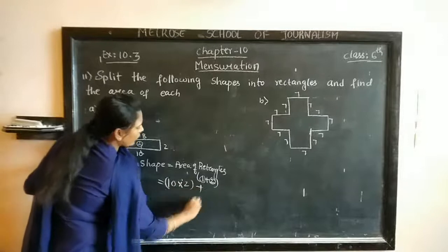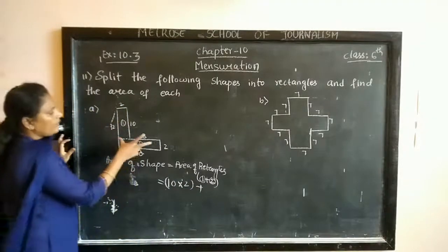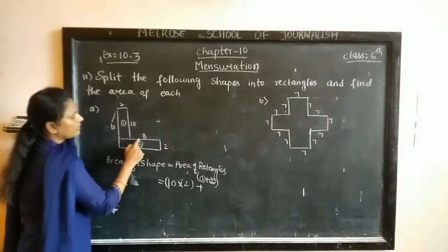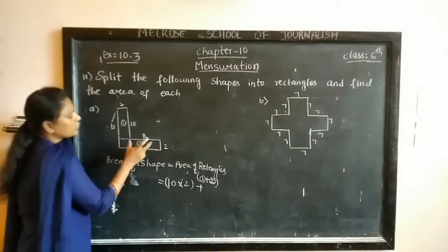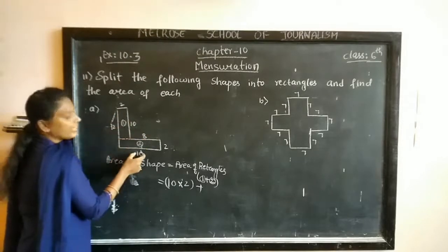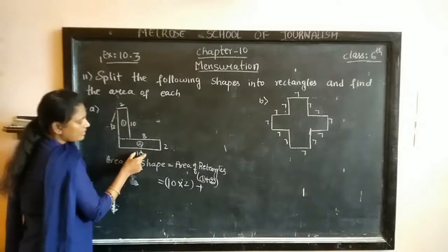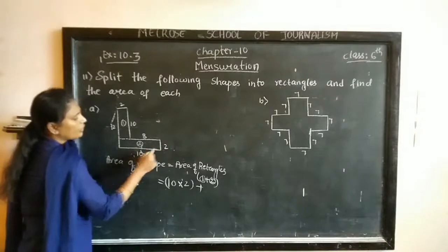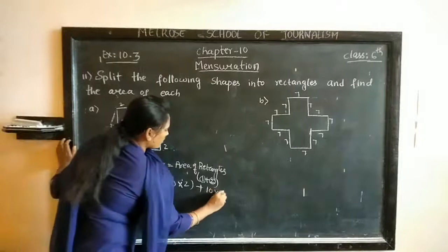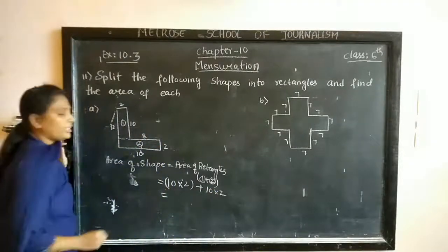First rectangle we got. Now second rectangle we need this length. Is that given? Yes, it is given. No, this down. This and this will be same. So this is 8. Again this is 2. 8 plus 2 is 10. Here directly it is given 10. You consider this length into breadth. 10 into 2. So how much? 10 into 2.